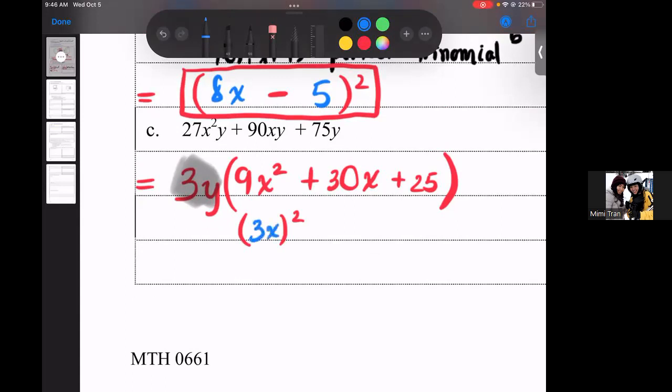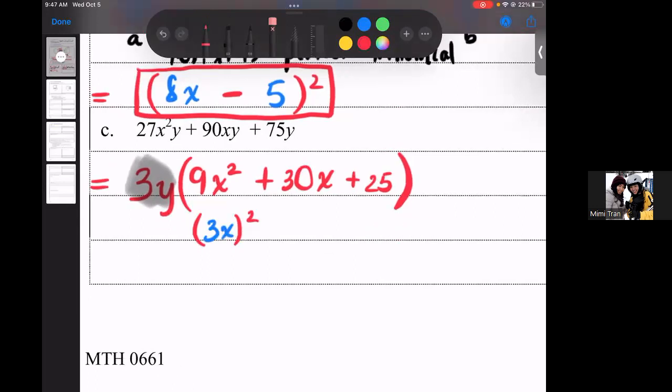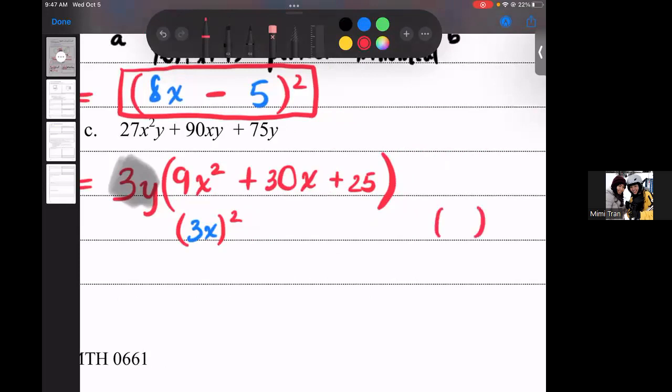3x, very good. And then the 25, can we write it as 5 squared? Let me move it out a little bit so I have more room. 5. And then the middle one, 2 times a times b, and we know a is 3x, b is 5. And in front of the 2, plus or minus? Plus, always plus at the last one. 2 times 3 is 6, 6 times 5 is 30. So it checks.